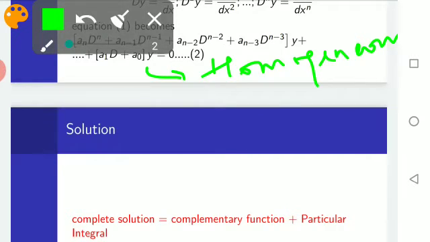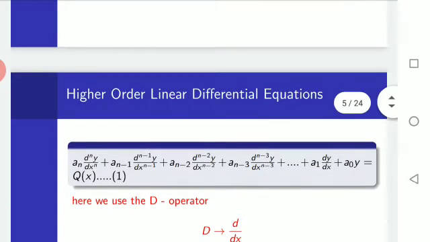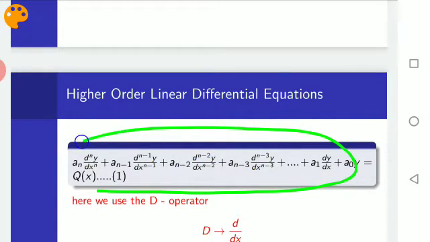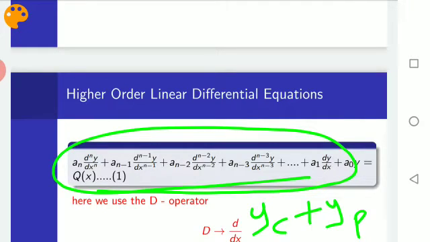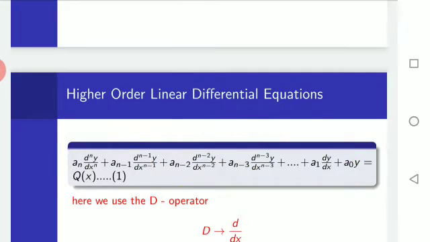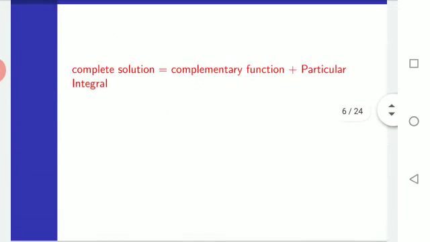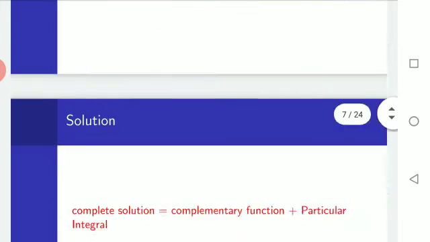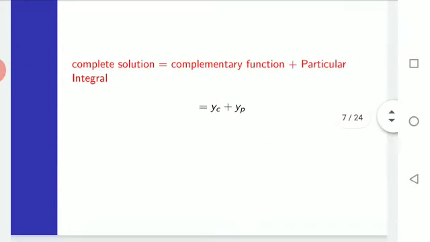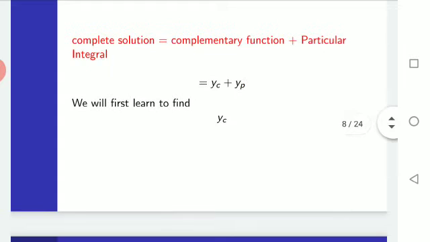Now what we need to do is we basically need to find out the complete solution of equation 1. Now what is a complete solution of equation 1? It is the complementary function plus the particular integral. So our question would be, how do we find the complementary function plus the particular integral? So the complete solution is complementary function plus particular integral, which is given by y_c plus y_p. The first question we will ask ourselves is, let us go ahead to find y_c. How do I find y_c?